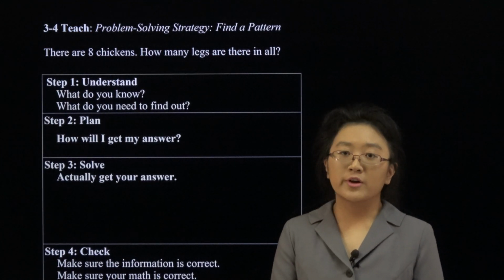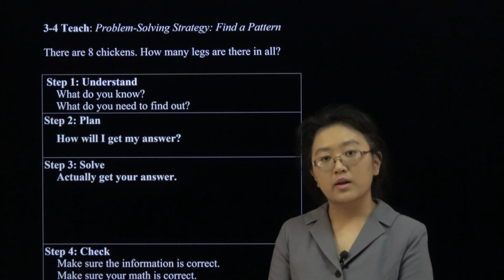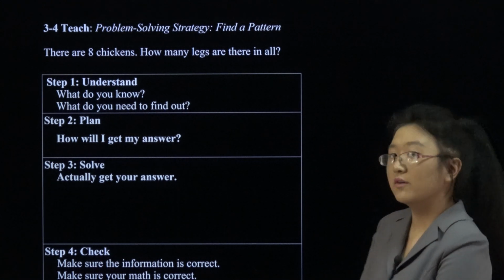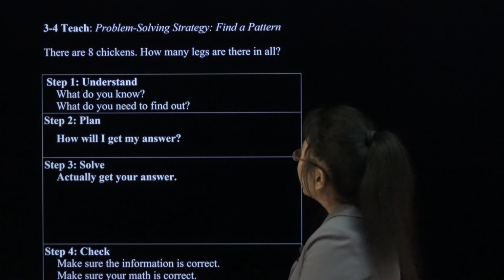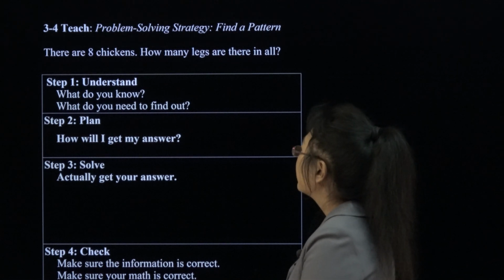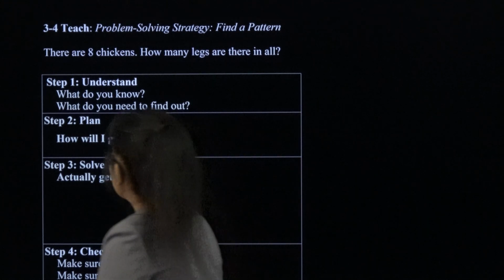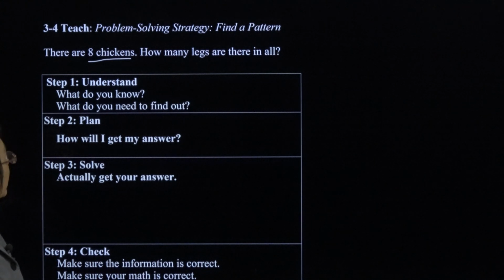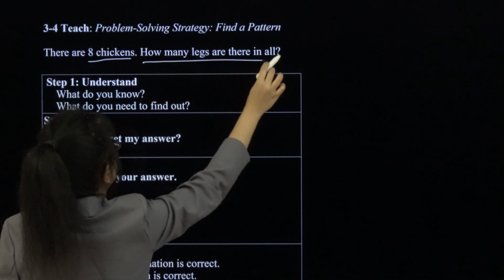So remember when we learned about finding patterns or patterning in chapter 1? Well, that's our problem-solving strategy for today. There are 8 chickens. How many legs are there in all? So what do you know? There are 8 chickens. And what do you need to find out? How many legs are there in all?